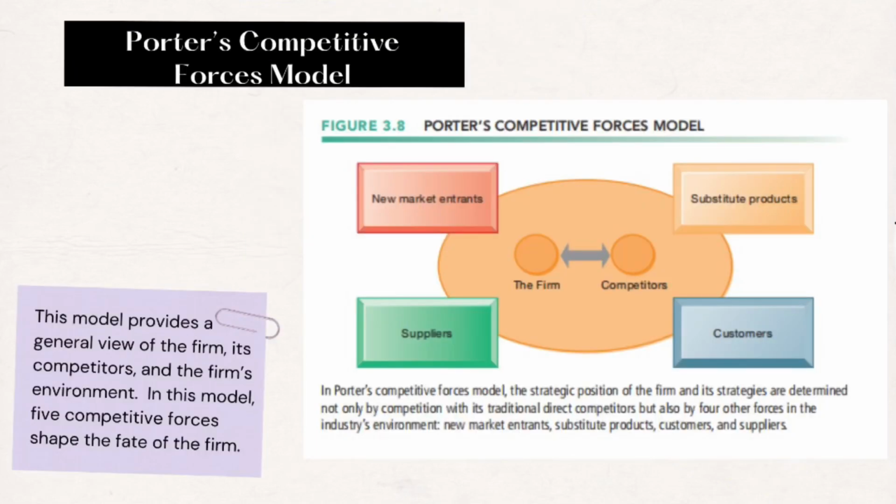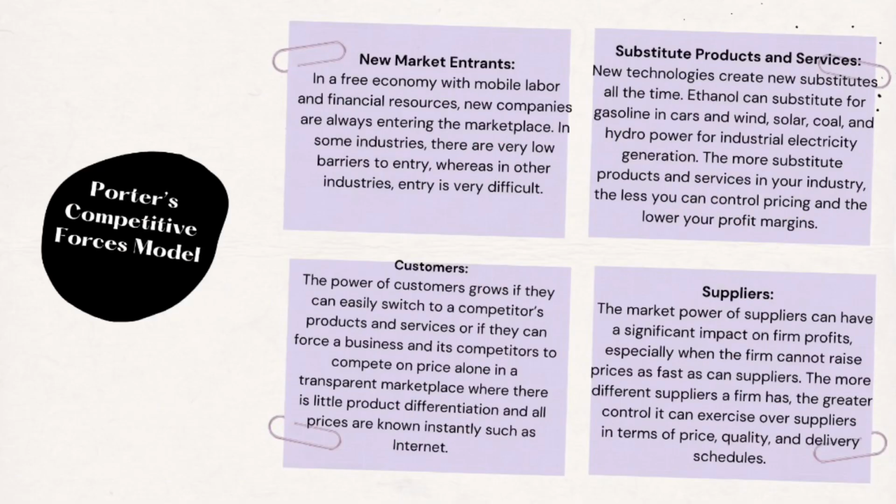Porter's Competitive Force Model. This model provides a general view of the firm, its competitors and the firm's environment. In this model, 5 competitive forces shape the fate of the firm. In Porter's Competitive Forces model, the strategic position of the firm and its strategies are determined not only by competition with its traditional direct competitors, but also with 4 other forces in the industry environment: new market entrants, substitute products, customers and suppliers.